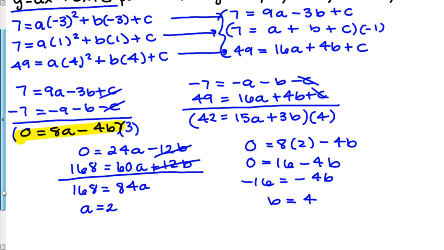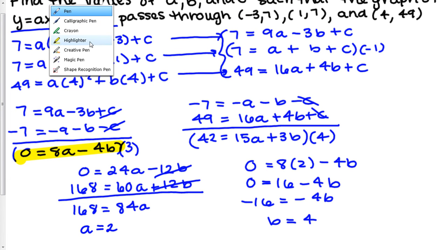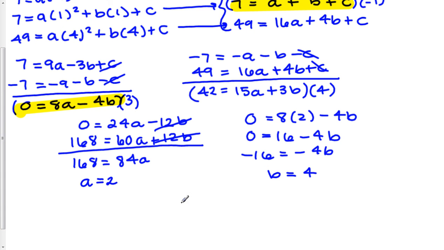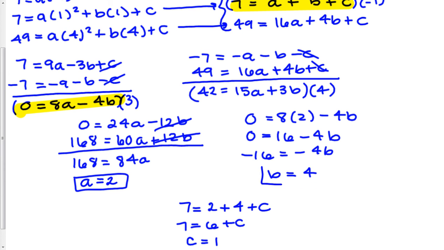Now that I know A and B, I can find C. So I'm going to use, for the sake again of smaller, easier numbers to work with, this middle equation, because if you see A and B are already singular numbers, there's no coefficients. So I'm going to use that equation. 7 equals A, which is 2, plus B, which is 4, plus C. 2 plus 4 is 6. Subtract 6 and we get C equals 1. There it is. A is 2, B is 4, and C is 1.